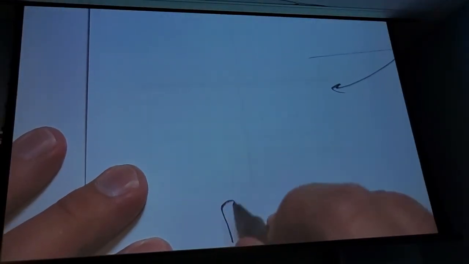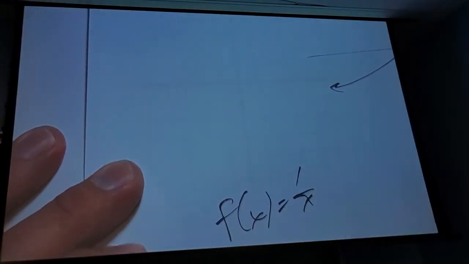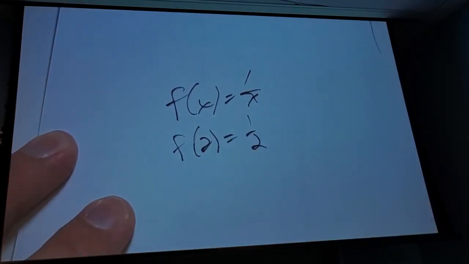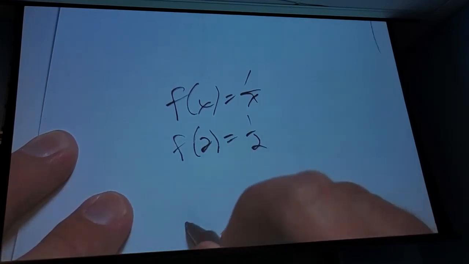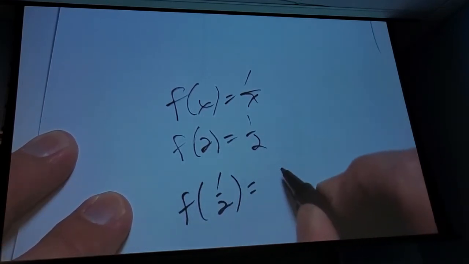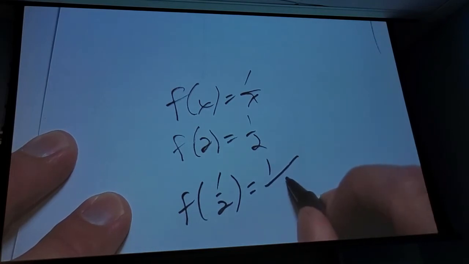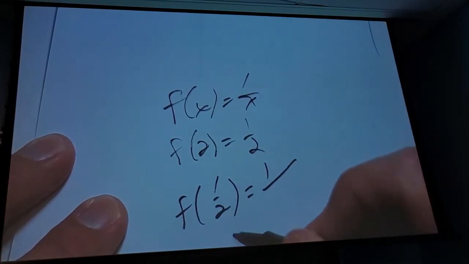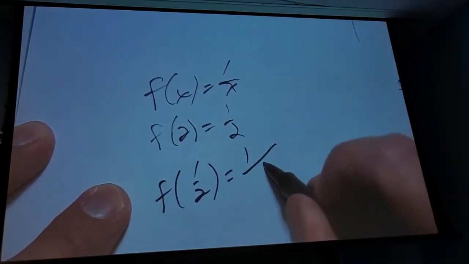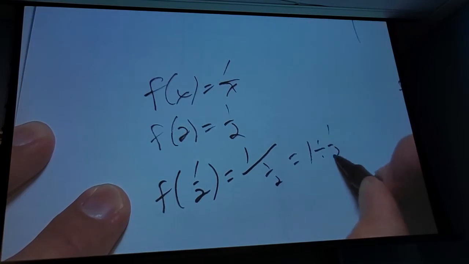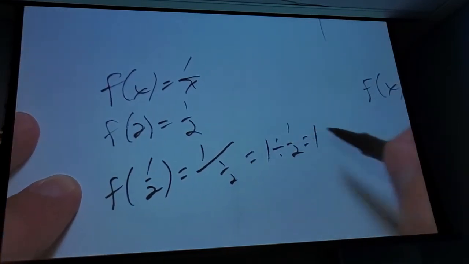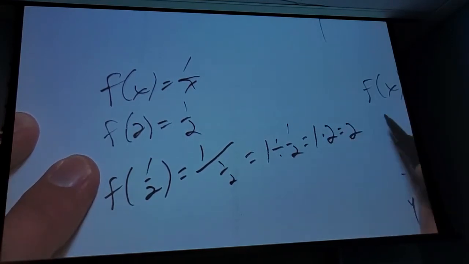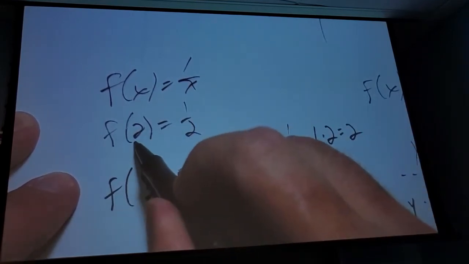So if this is the function, f of 2 would be 1 over 2. Yes? What is f of 1/2? You can do it, just play. What's f of 1/2? 1 over 1/2. And how do you do this division? How do you divide by a fraction? Multiply by the reciprocal. So you get back to 2. So sure enough, f of 2 is 1/2.